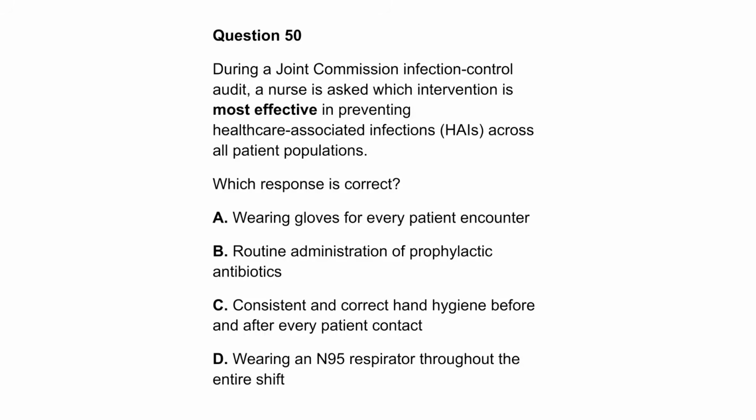Question 50. During a Joint Commission infection control audit, a nurse is asked which intervention is most effective in preventing healthcare-associated infections, HAIs, across all patient populations. Which response is correct? A. Wearing gloves for every patient encounter. B. Routine administration of prophylactic antibiotics. C. Consistent and correct hand hygiene before and after every patient contact. D. Wearing an N95 respirator throughout the entire shift.